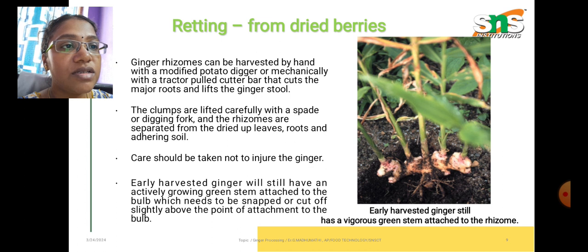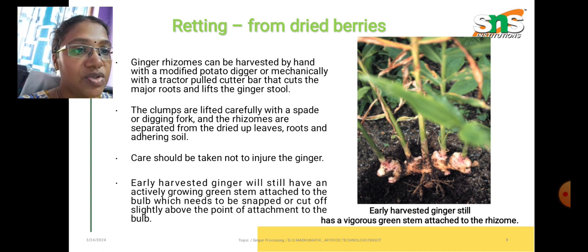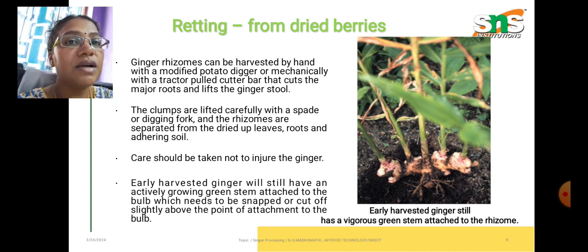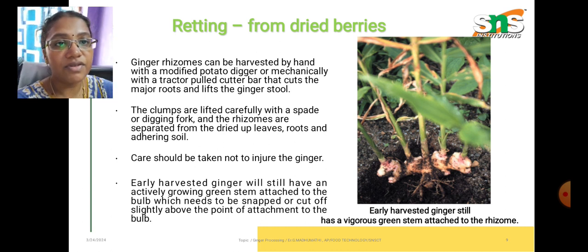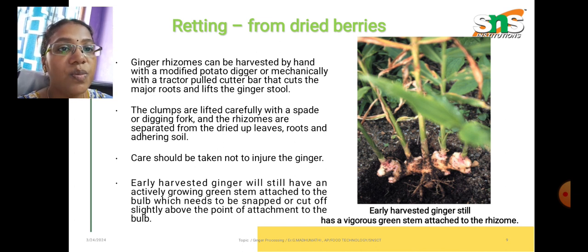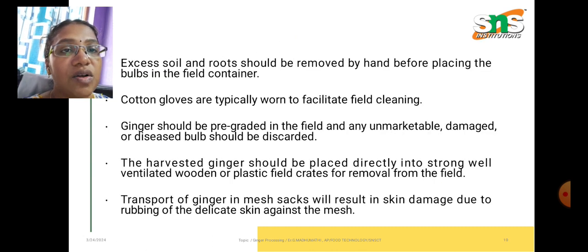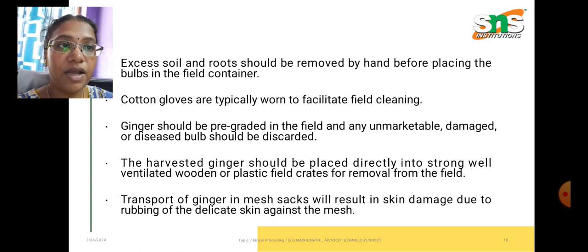The retting process is done from the dried berries only. Early harvested ginger still has a few vigorous green stems attached to the rhizome. Ginger rhizomes can be harvested by hand with a modified potato digger, or mechanically by using a tractor-pulled cutter bar that cuts the major roots and lifts the ginger stool. Care should be taken that it does not injure the ginger while harvesting, and excess soil and the roots should be removed by hand before placing the bulbs in the field container.